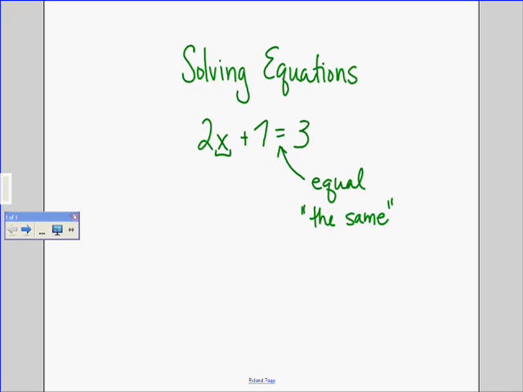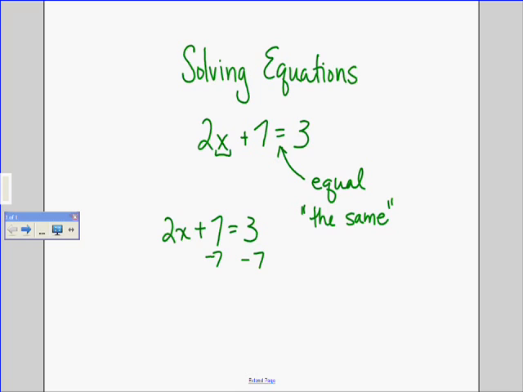What we're going to do is use opposite operations to get rid of the 7 and to get rid of the 2. So if I'm sitting with 2x plus 7 equals 3, and I need to get rid of a plus 7, I use the opposite operation. I subtract 7 to get rid of it. Now because there's an equal sign, I have to do the same thing on the other side of the equal sign. So I'm going to subtract 7 over here as well.